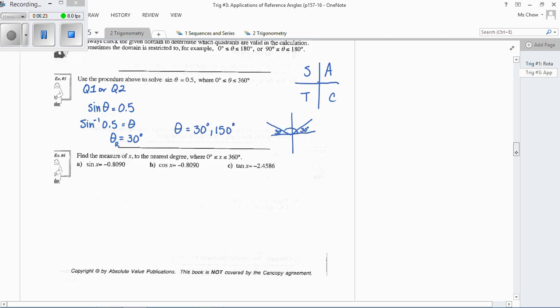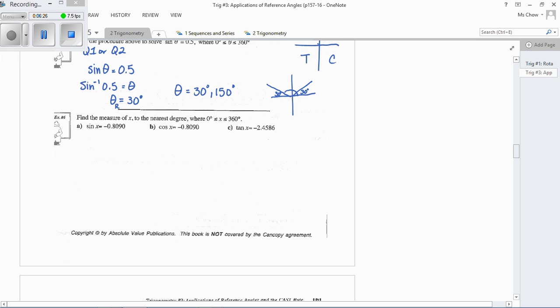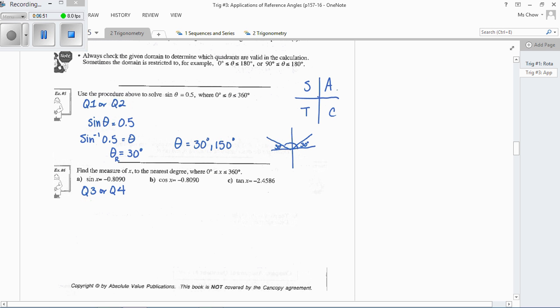So the same thing goes for class example number 6. If sine of x is a negative value, then we're talking about either quadrant 3 or quadrant 4. Let's just work our way across. If cosine of x is again negative, we know that cosine is positive in quadrant 4 as well as in quadrant 1, so then this must be either quadrant 2 or quadrant 3. When tangent is negative, then we're looking at either quadrant 2 or quadrant 4.